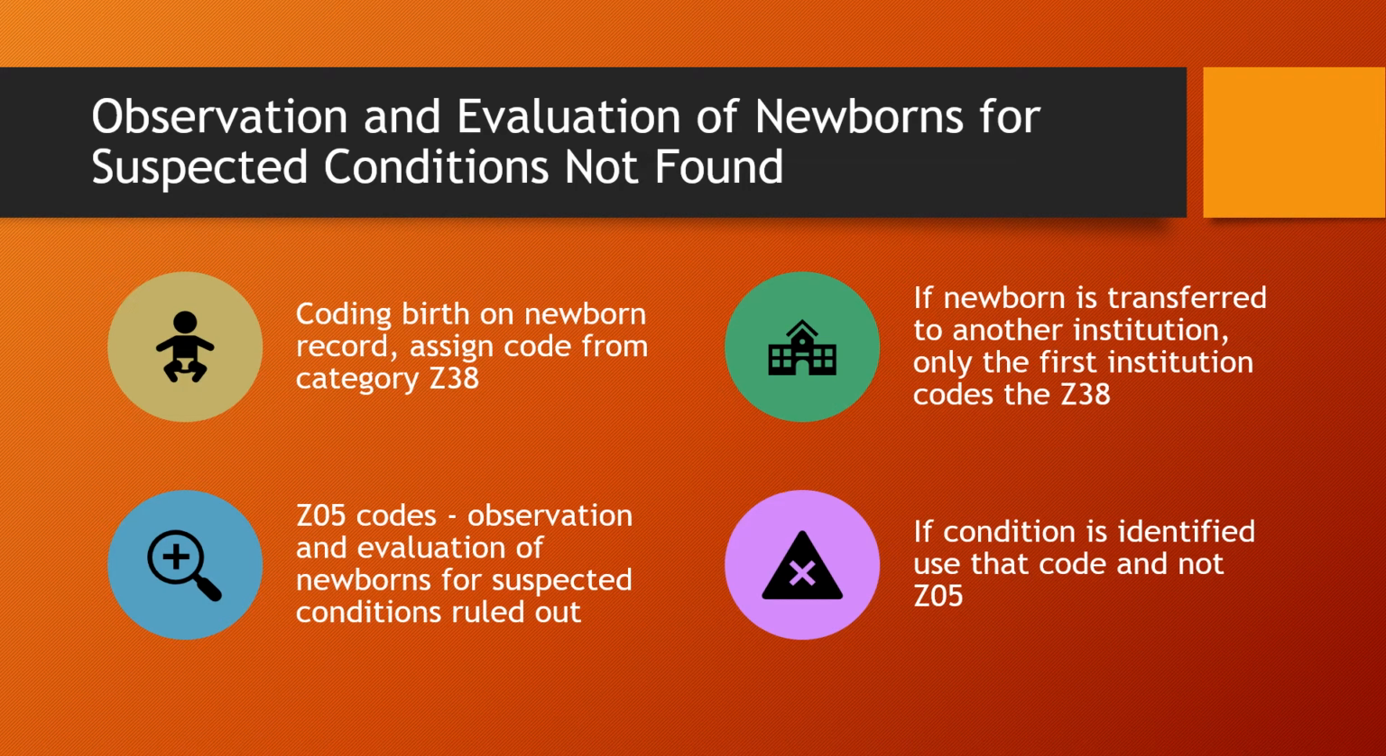Observation and evaluation of newborns for suspected conditions not found. Coding birth on newborn record, you assign the code from category Z38. If a newborn is transferred to another institution, only the first institution codes the Z38, not the institution to which the newborn is transferred to.